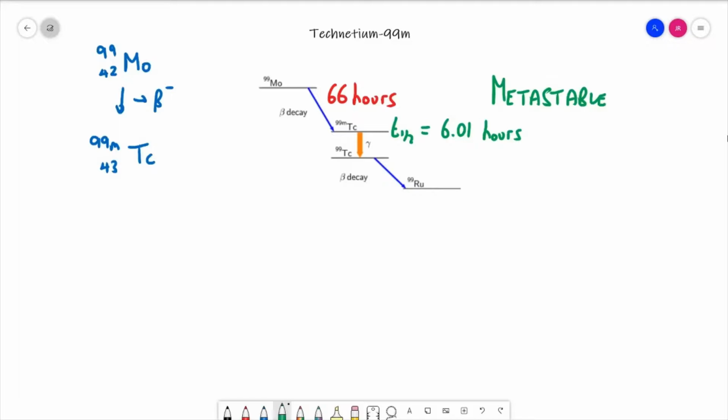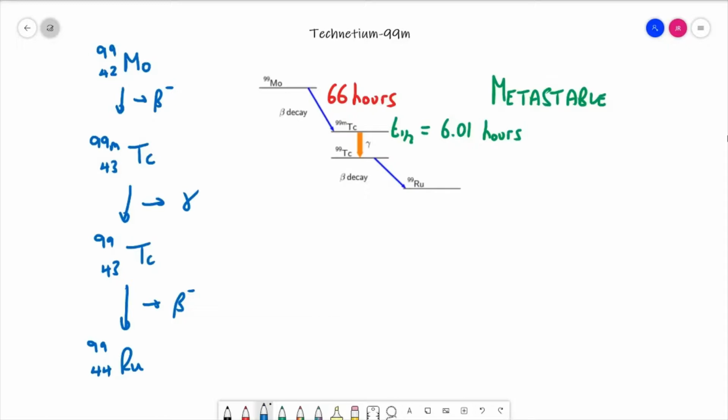Now, with a half-life of 6.01 hours, just over 6 hours, as I said, it will decay back to the ground state, and then that technetium in the ground state will eventually decay again. So let's just draw it on here. So that will emit a gamma. It will decay down to the ground state, and then the ground state will eventually, by beta minus decay, decay into ruthenium-99.